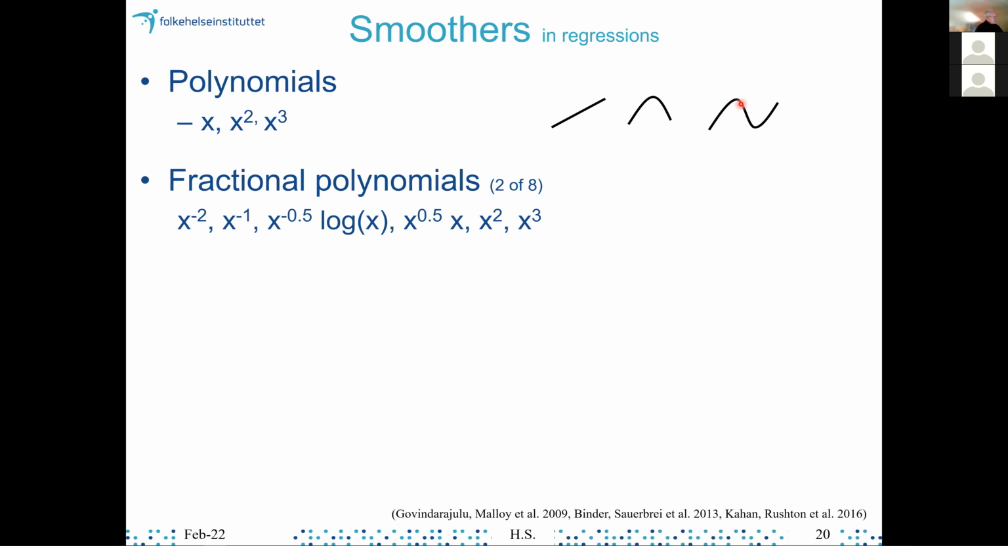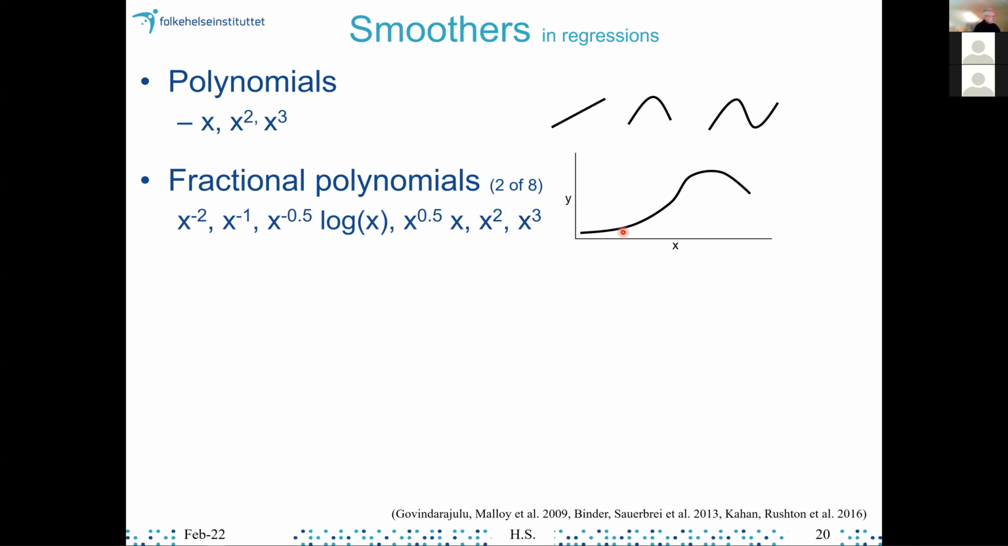And even better may be to use a fractional polynomial. Here we have a list of many different polynomials to choose from, and the model will choose the best two out of these 8 polynomials. And this is what you can get. Here is your exposure, here is your outcome, and maybe this will show a shape like this as the result of those 2 polynomials that are chosen.